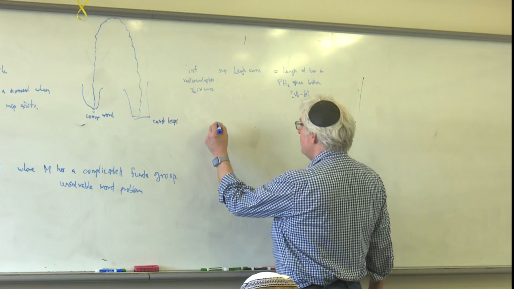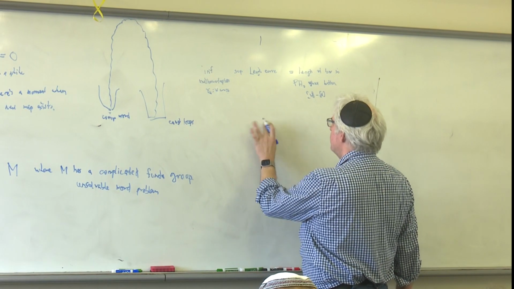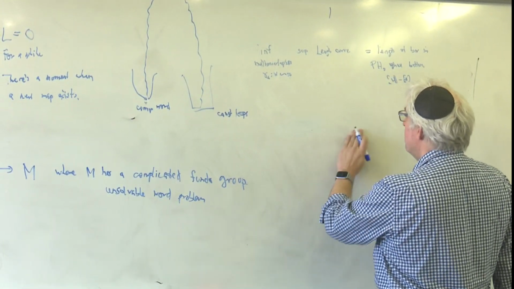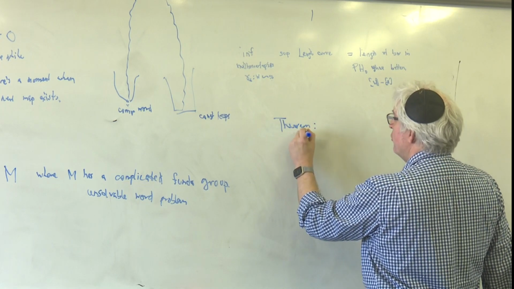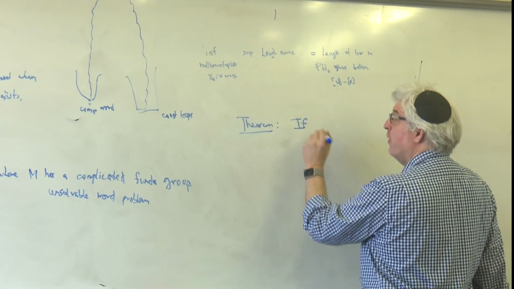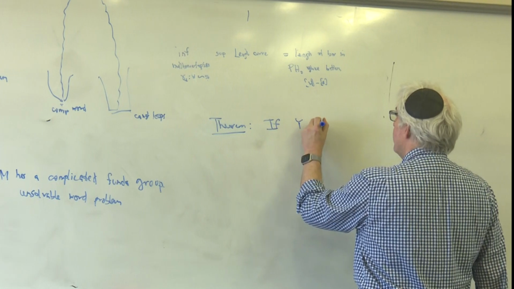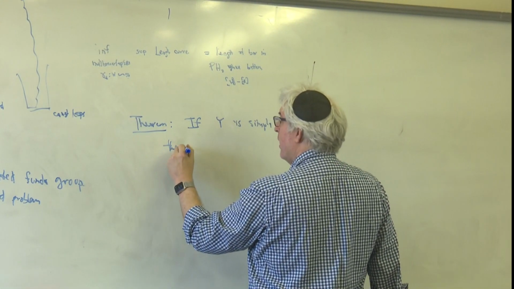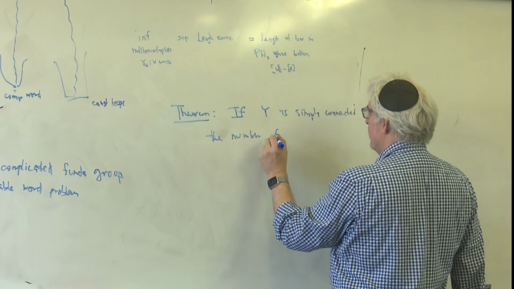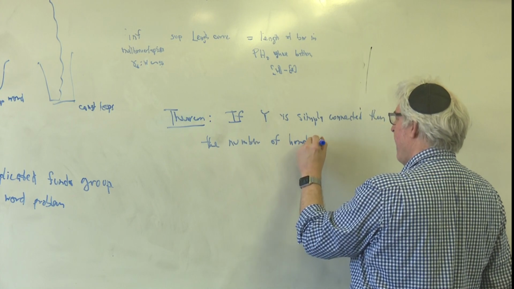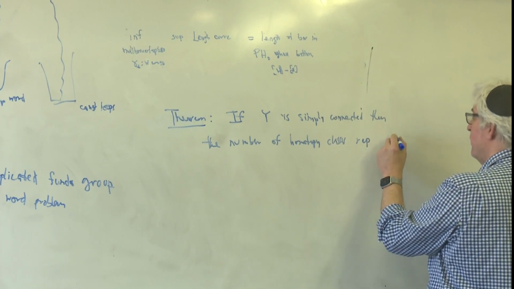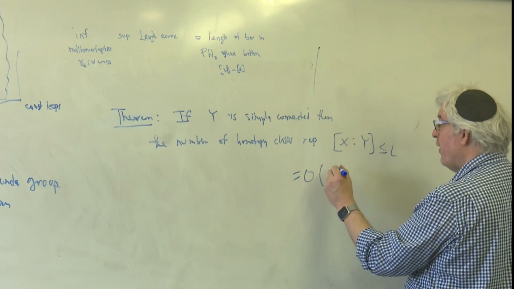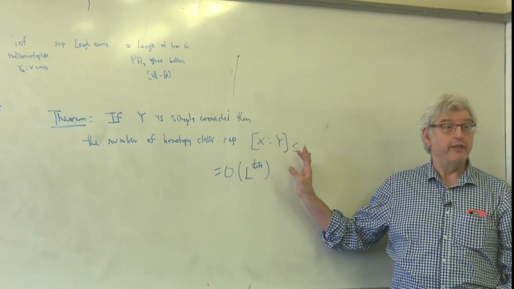And I mentioned a theorem of the following sort last time, which I wanted to explore. Oh, okay. Let me just say something I didn't say. One theorem that I mentioned is that if Y is simply connected, then the number of homotopy classes represented by things of Lipschitz constant less than L is O of L to some dimension. Okay? Just like the non-positively curved case.